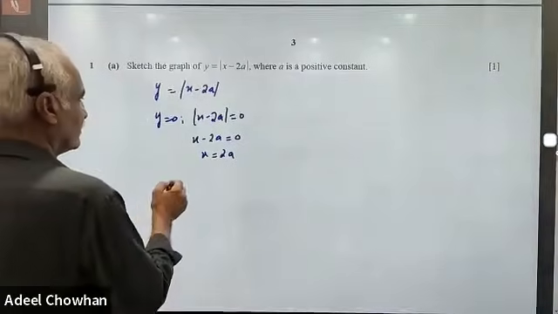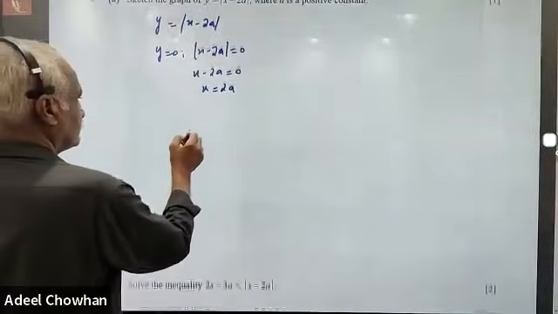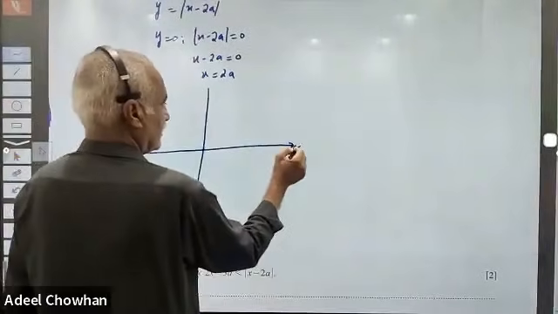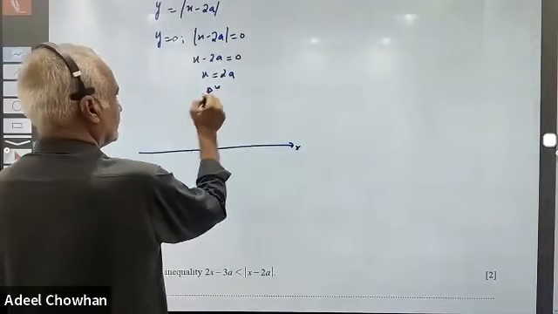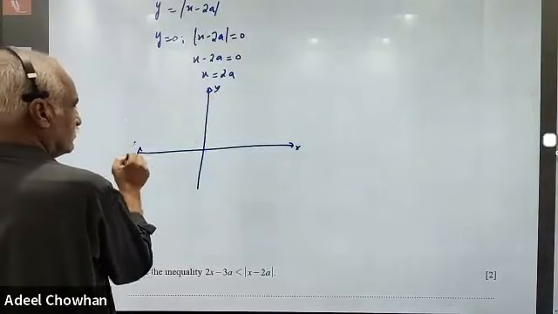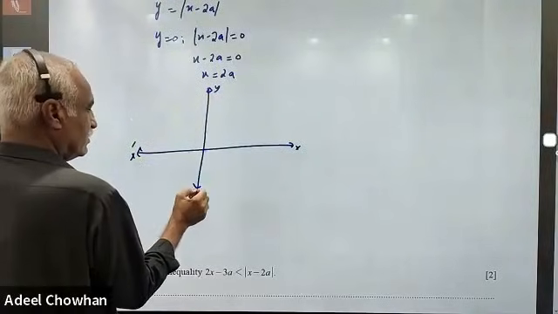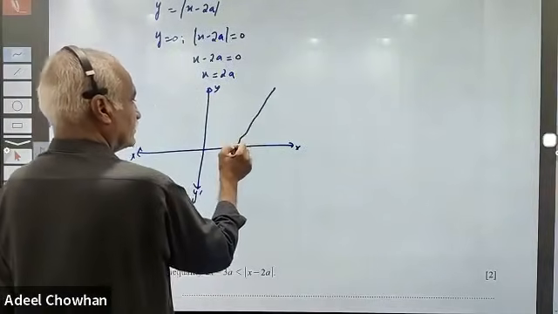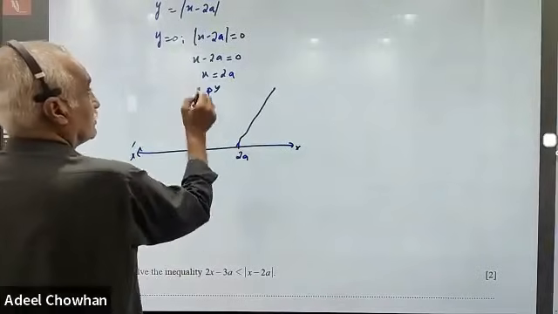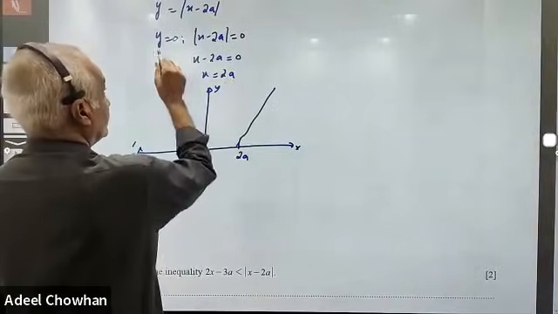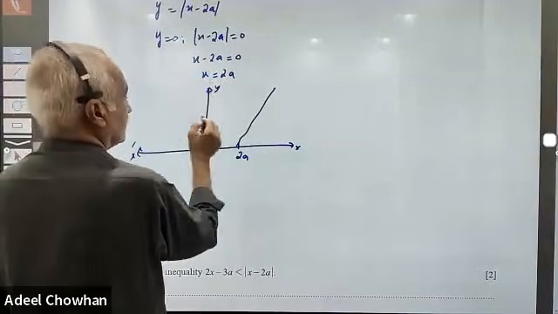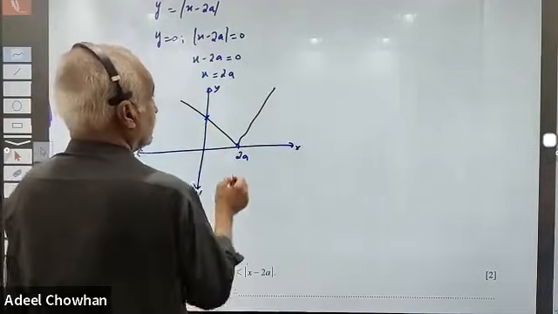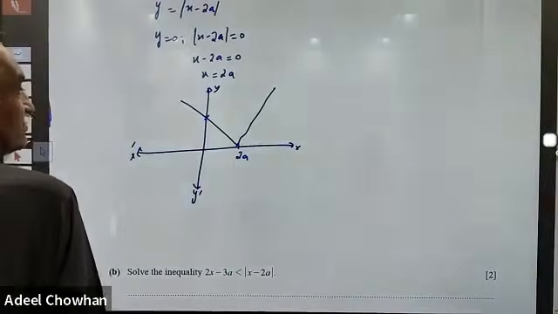So we can draw the graph like this. These are the x and y axes. Here it is 2a, so the graph will be like this. And when y is 0, then x is equal to 2a, and when x is 0 here, then y is equal to this. So this is the graph of modulus of x minus 2a for this portion.